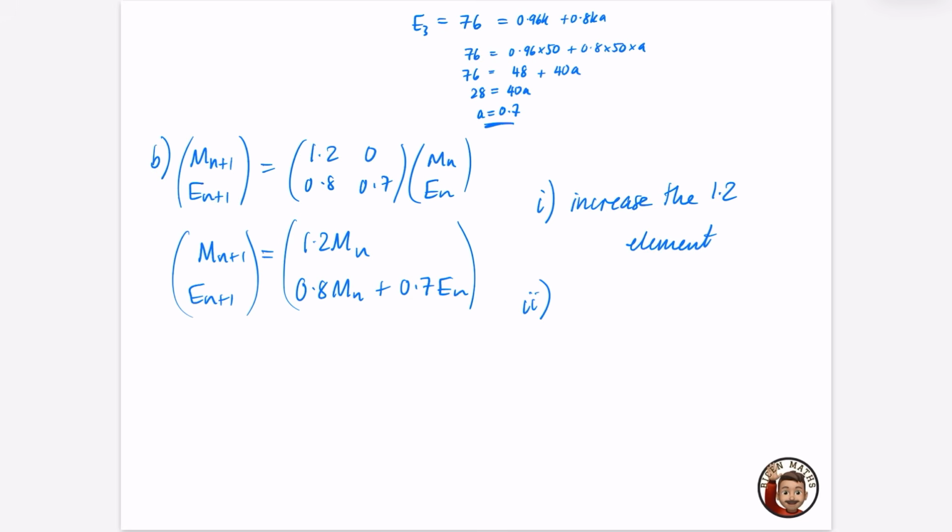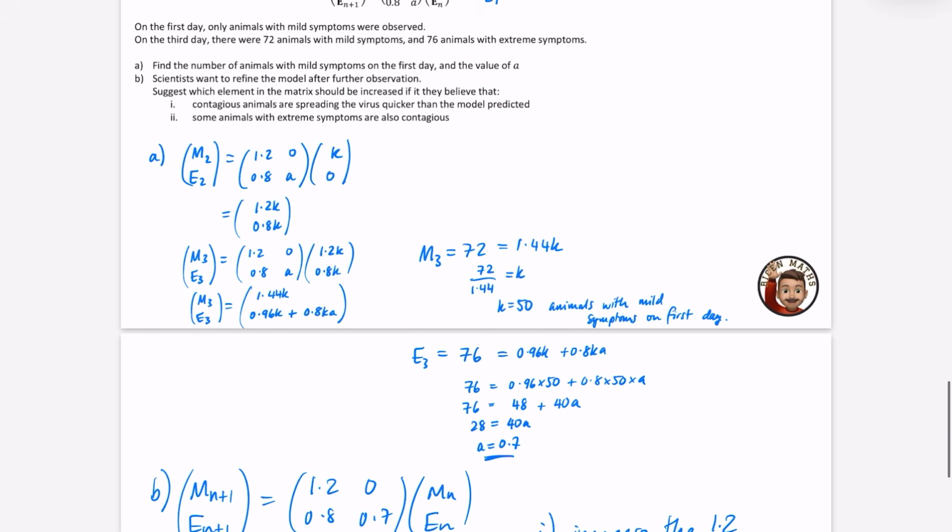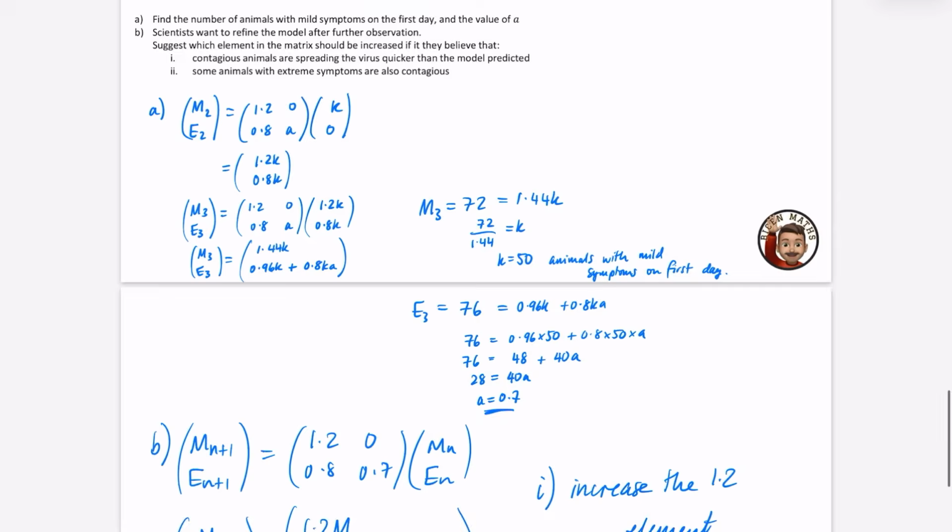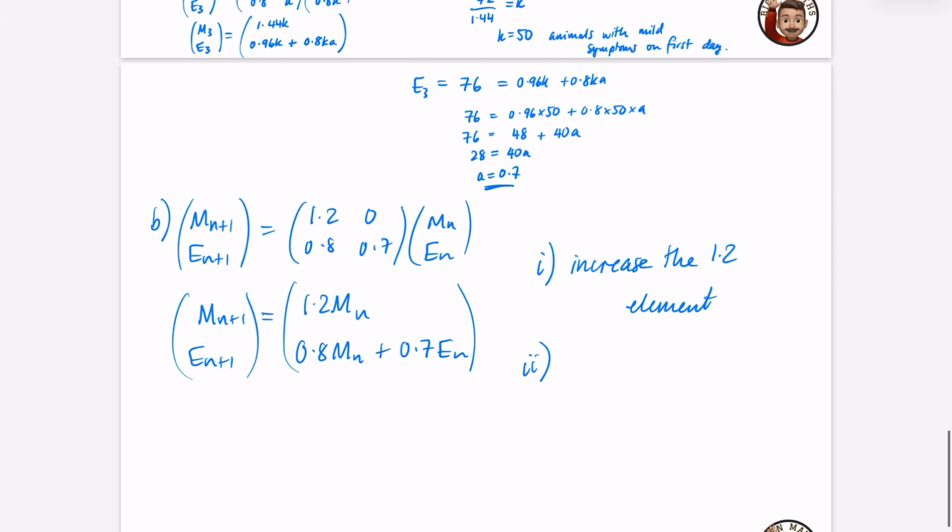But if we think that these extreme ones are actually contagious, I think we need to change this 0, because then we would have that the ones who are getting mild symptoms is related to the number of extreme ones that there are. Previously, the extreme ones had no impact on that because they weren't contagious, but the scientist is starting to think they might also be contagious. So we need to increase the 0 that we have there. So we would want to increase the 0 element.